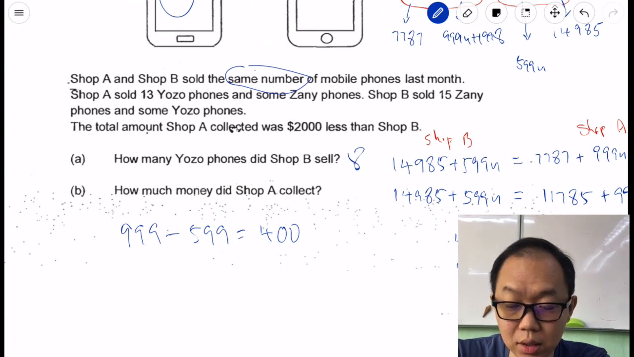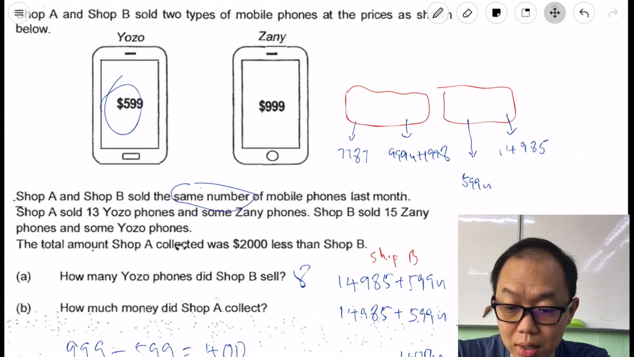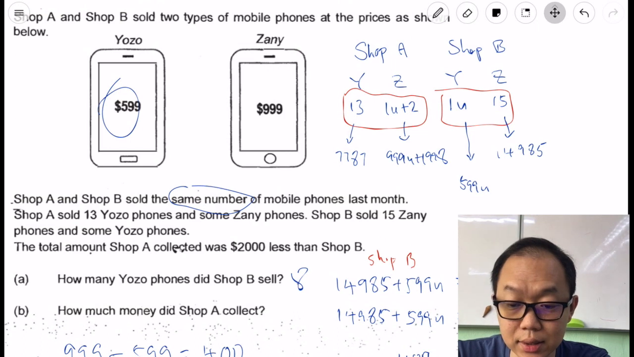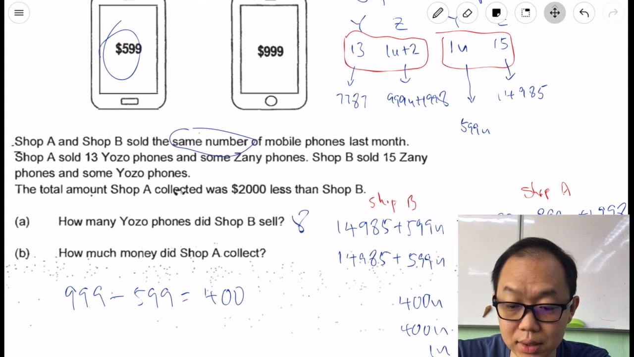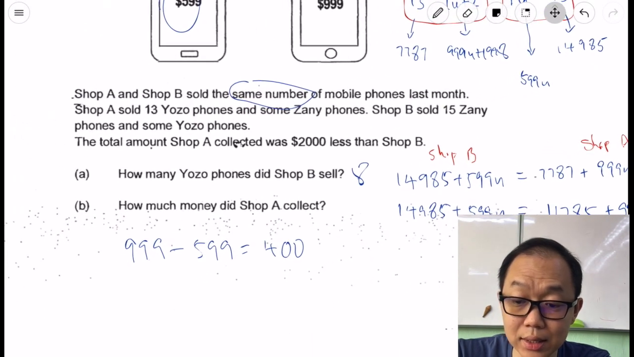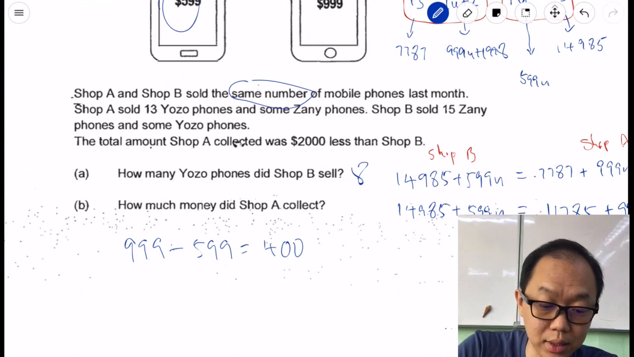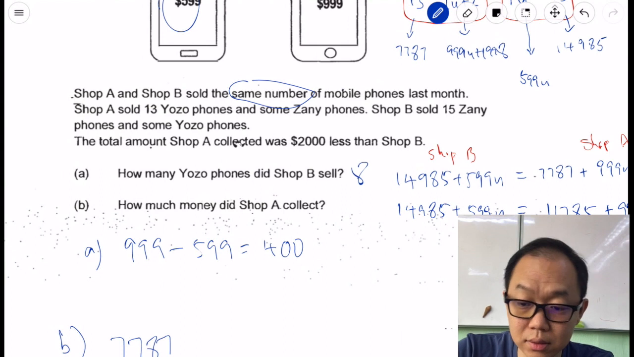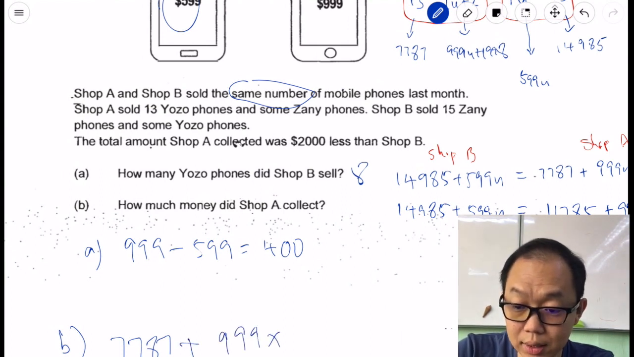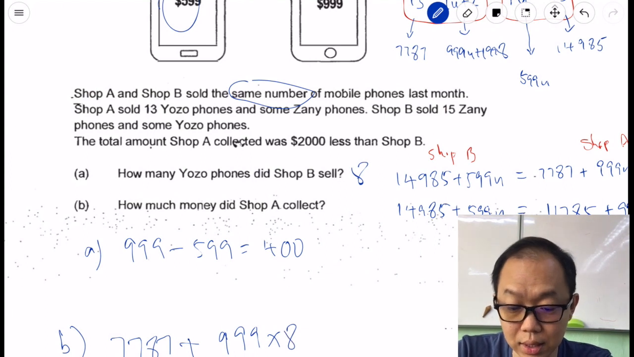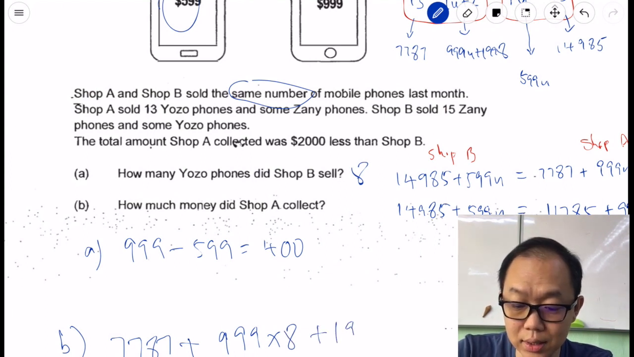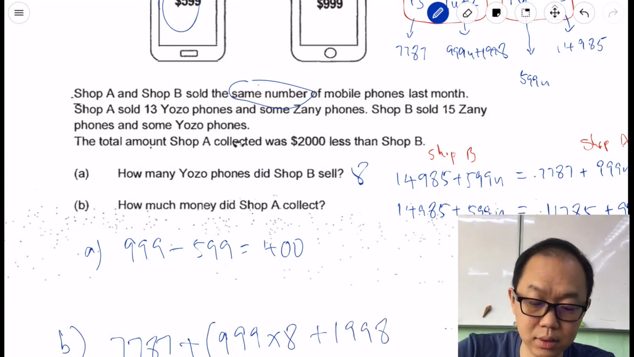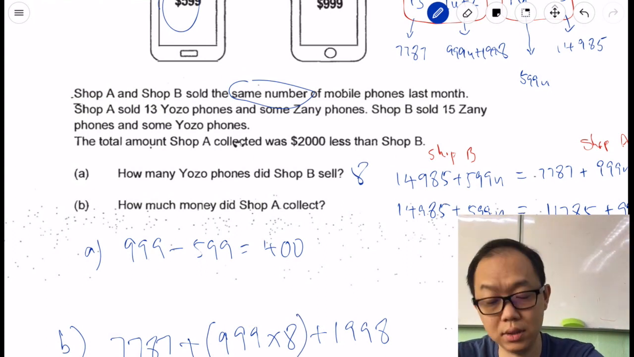So how much money did shop A collect? Shop A, now because 1U is 8, so we can find out what's the amount that shop A collected. It's this part A, so part B, 7787 plus 999 times 8 plus 1998. That's the total amount collected.